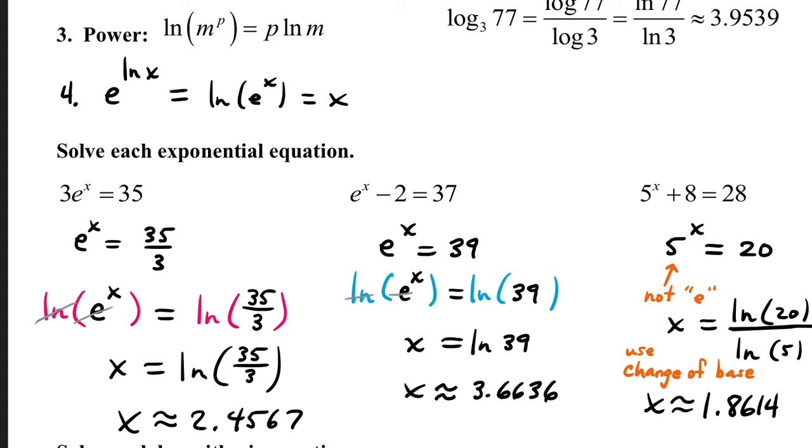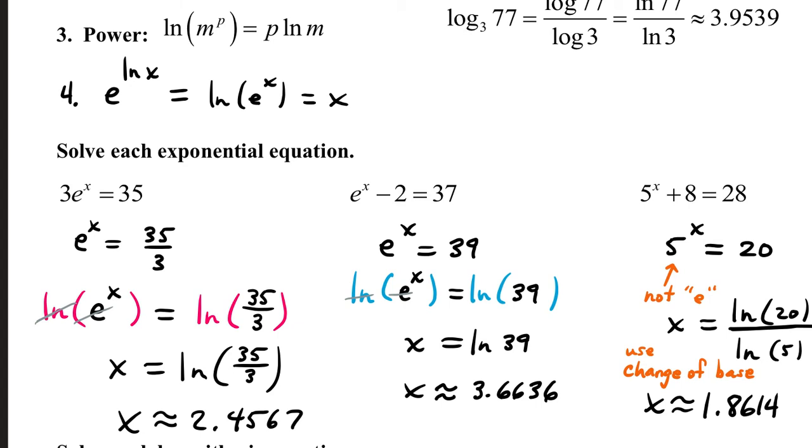The middle equation, e to the x minus 2 equals 37. Let's isolate the exponential term: add 2 to both sides, e to the x equals 39. Solving for x, we take the natural log of both sides. x will equal natural log of 39. This is your exact answer. If you put it into a calculator, round to 4 decimal places, this is your approximate answer. If you substitute this back in the original problem, depending on how many decimal places you keep, you will either get 37 or real close to 37.